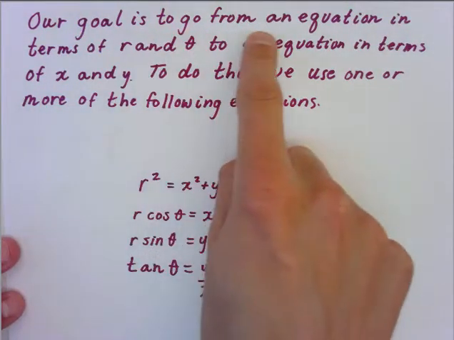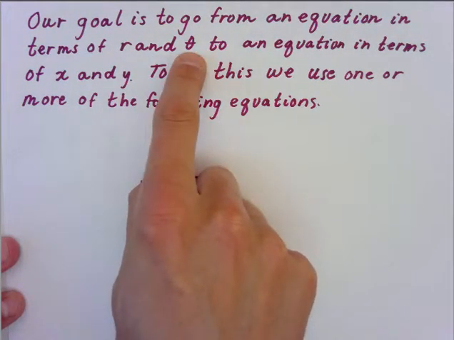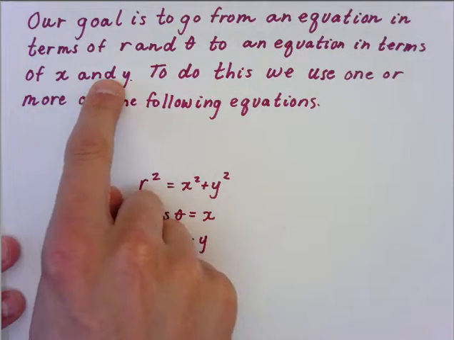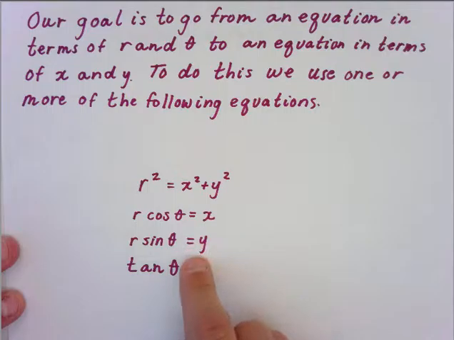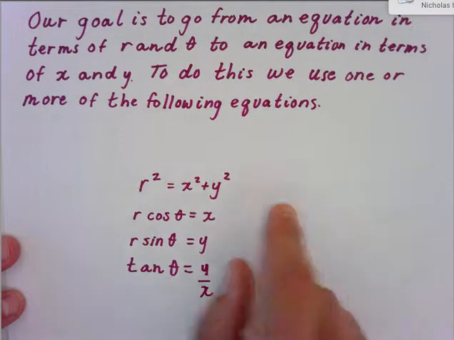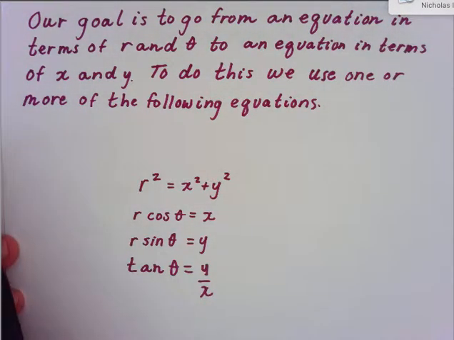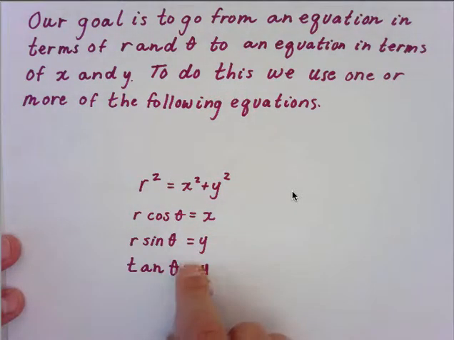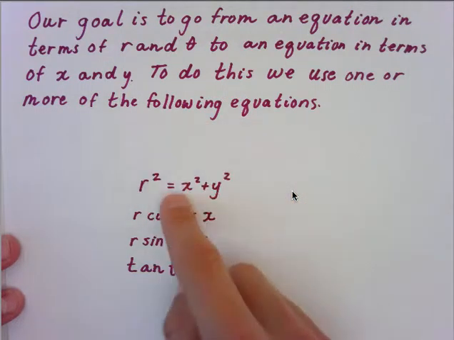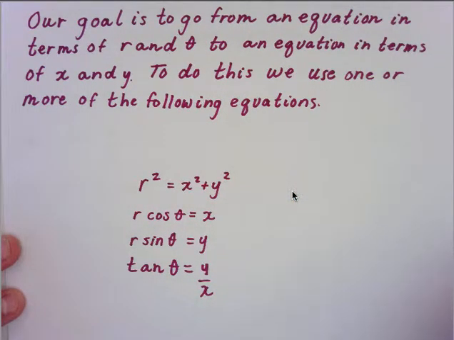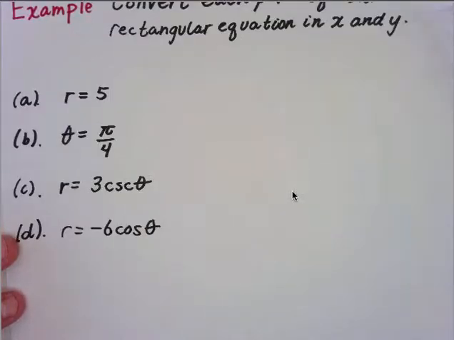Your goal is to go from an equation in terms of r and theta to an equation in terms of x and y. To do this, we're going to use one or more of the following equations. The idea here is that we want to make sure that we pick an equation that we know the rectangular form of. So let's look at some examples. I don't know if we'll do them all in this video, but we'll try.